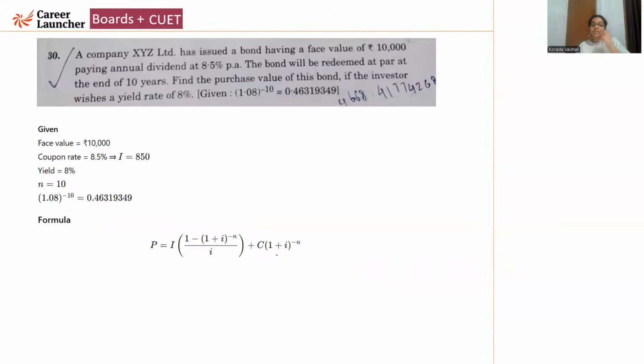In question number 30, this is based on bonds. So in this case, we are given the face value as 10,000. The coupon rate is 8.5 and the yield rate is 8%. Now N is basically 10 years and we are given the value as well. So we are simply going to make use of the formula, but substitute करना है.